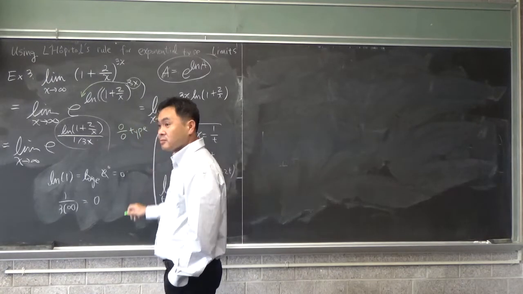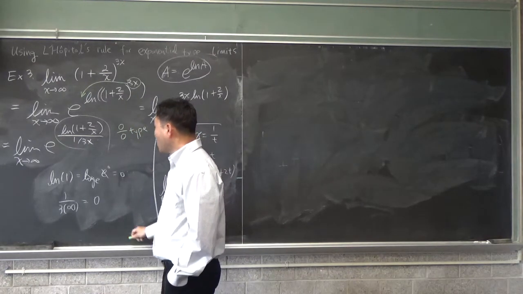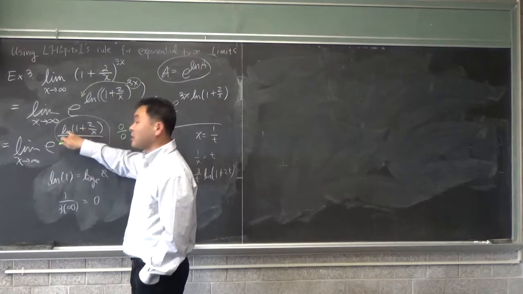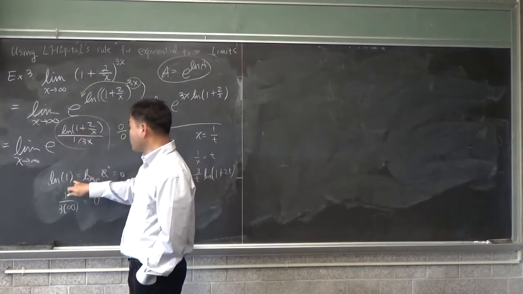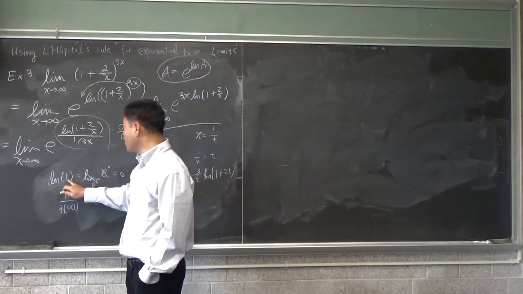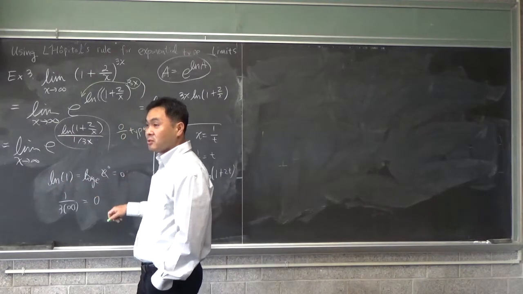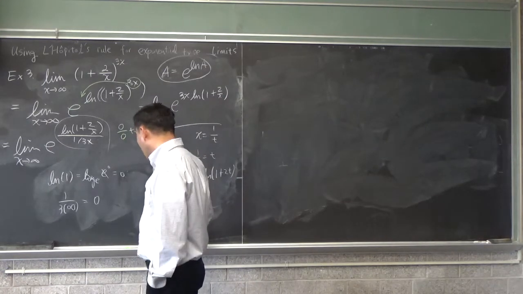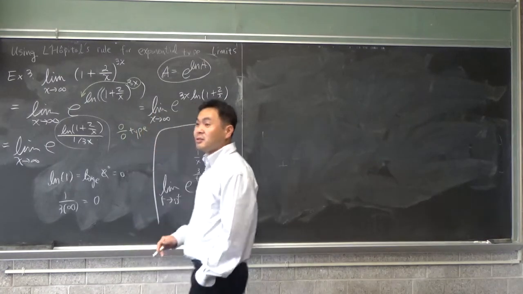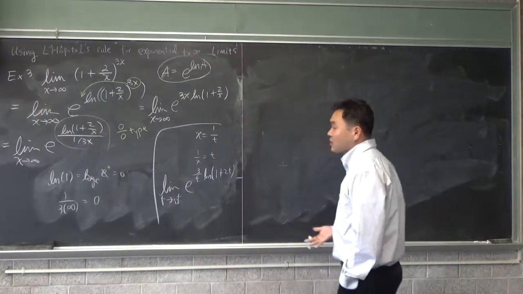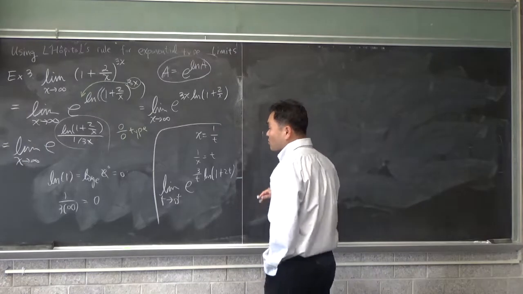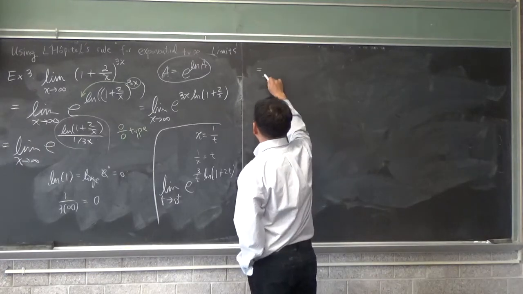Wait, how is it ln of 1? Oh, when you plug in infinity, 2 over infinity is 0, right? So you just have ln of 1. That's why in the numerator you have ln of 1, which is 0. The denominator is 0, so it's 0 over 0 type. Okay, why do we mention that? Because now we can use L'Hopital's. If it's 0 over 0 or infinity over infinity, you can use L'Hopital's. So let's use L'Hopital's.